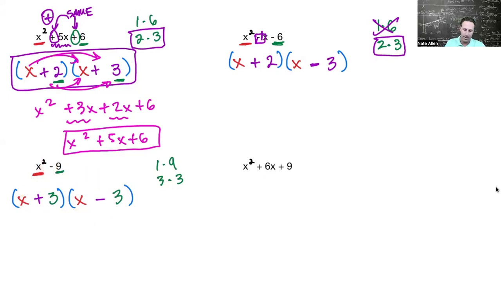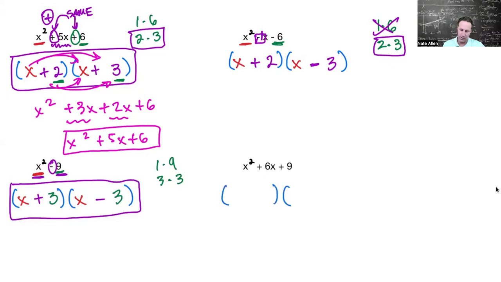Again, we like to call that the difference of two perfect squares. Right? So doing one more special case here, it is a trinomial.